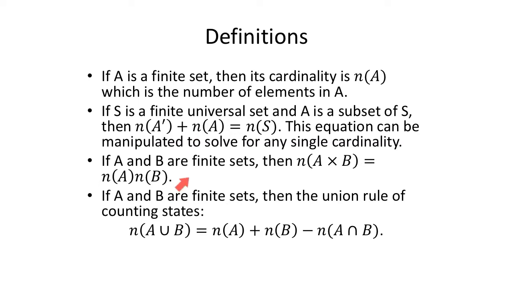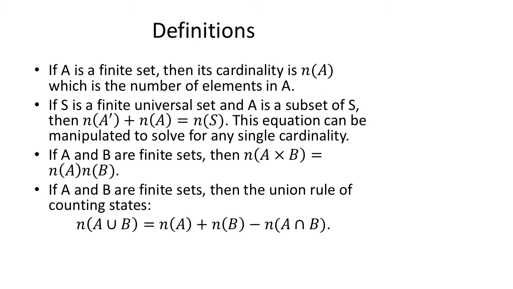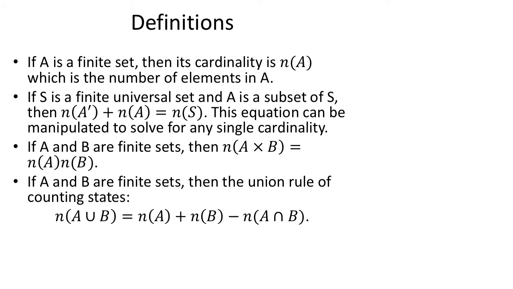For finite sets, the number in a cross product is the product of the number in each set. So the number in A cross B is the number in A times the number in B. And if A and B are finite sets, we have a union rule of counting. The union rule of counting says the number in the union is the number in A plus the number in B minus the number in the intersection. Let's see why that is.